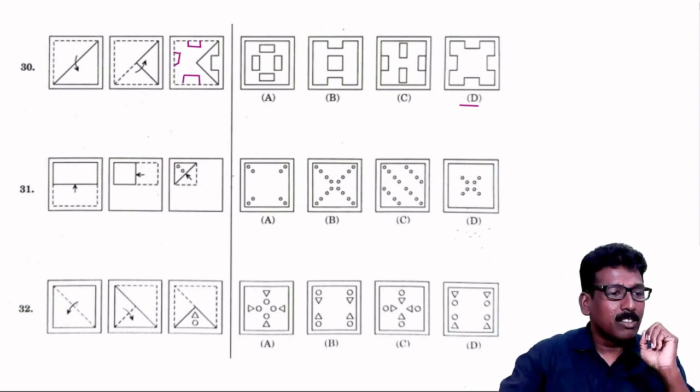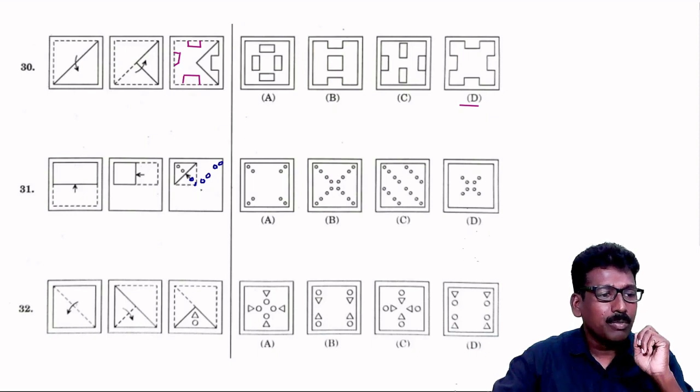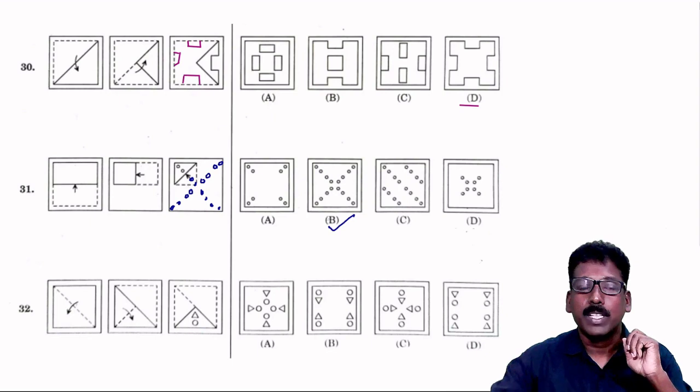Now look at the next question. Here two dots are there. Now while unfolding, two more dots you will get here. So here you will get two more dots, and now unfolding here you will get four. Now unfolding here, two only here. So B will be the correct option.